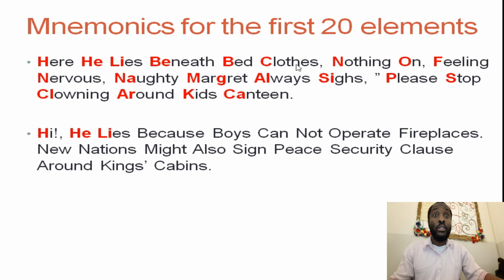Now these are some of the mnemonics for the first 20 elements: Here he lies beneath bedclothes, nothing on, feeling nervous, nothing, Margaret always sighs. Please stop clowning around kids' canteen. So if you can memorize these mnemonics, where H stands for hydrogen, He for helium, lithium goes for Li, beryllium, Be, etc., right up to calcium, canteen, capital Ca. This is another mnemonic.